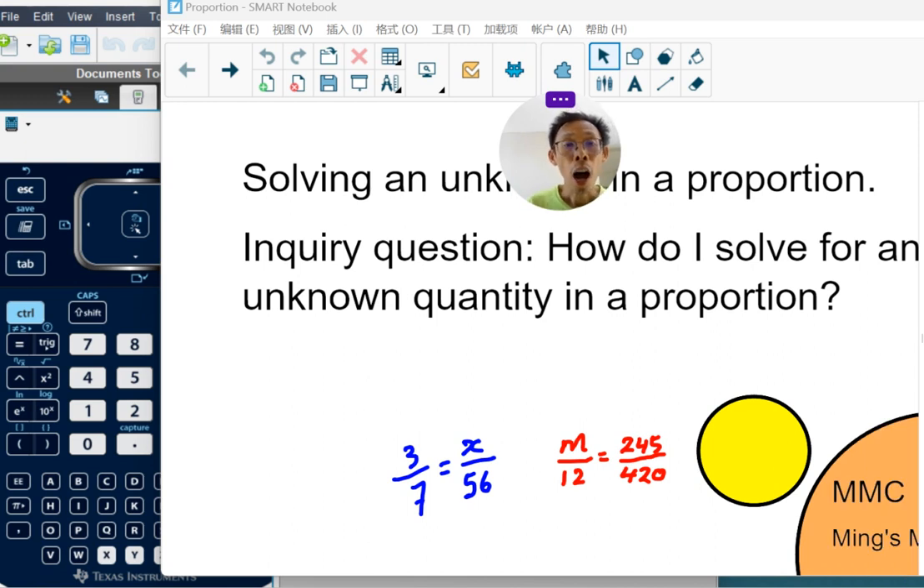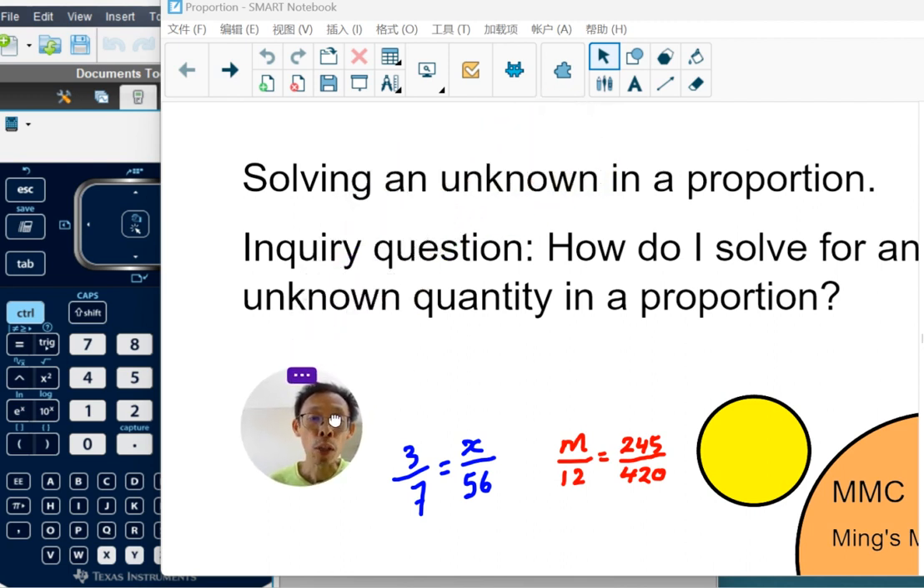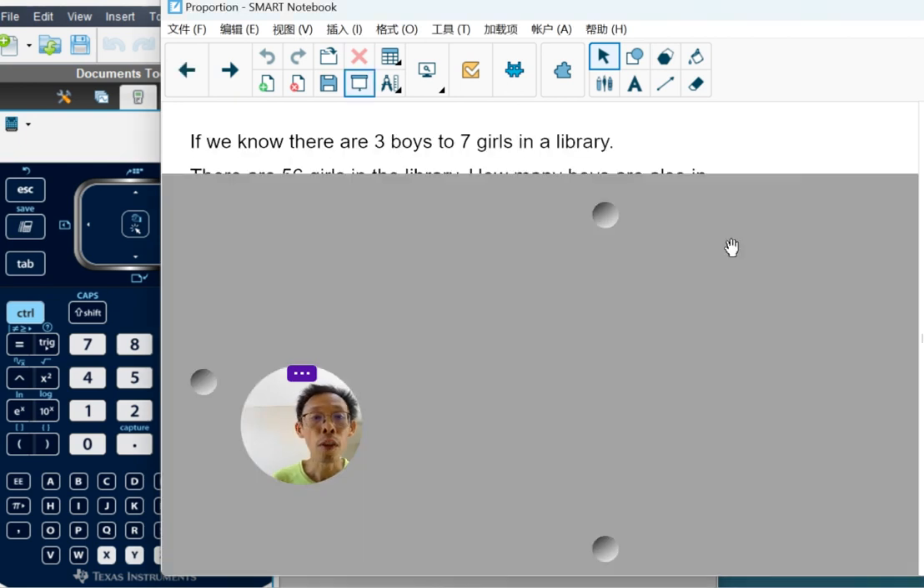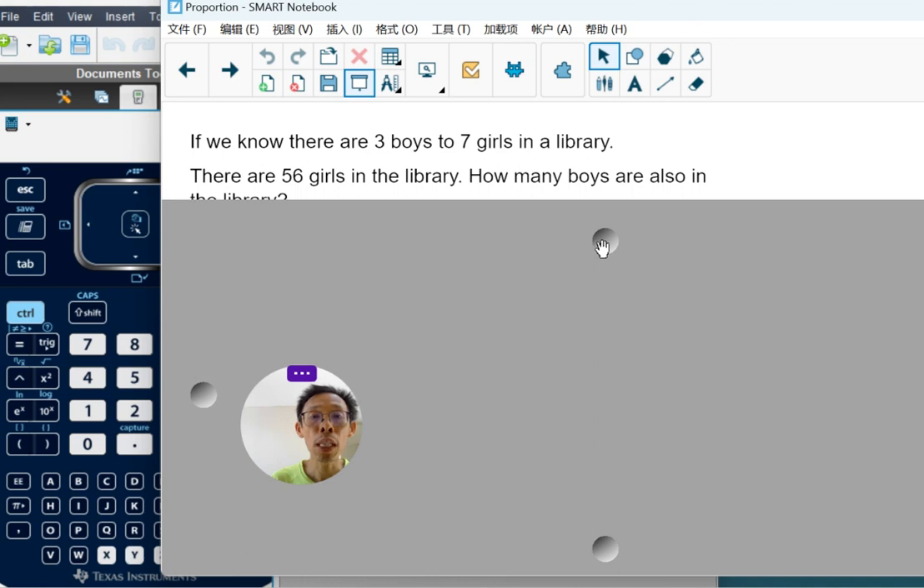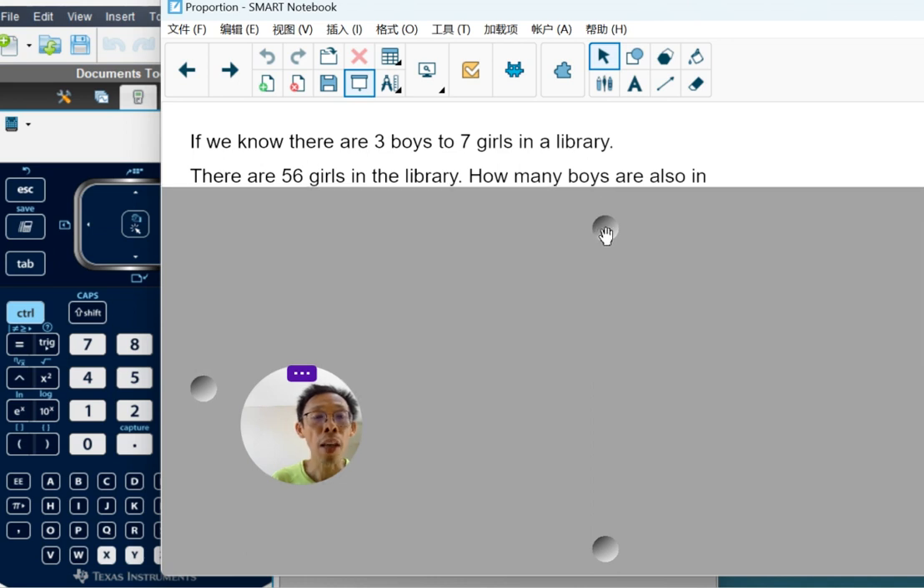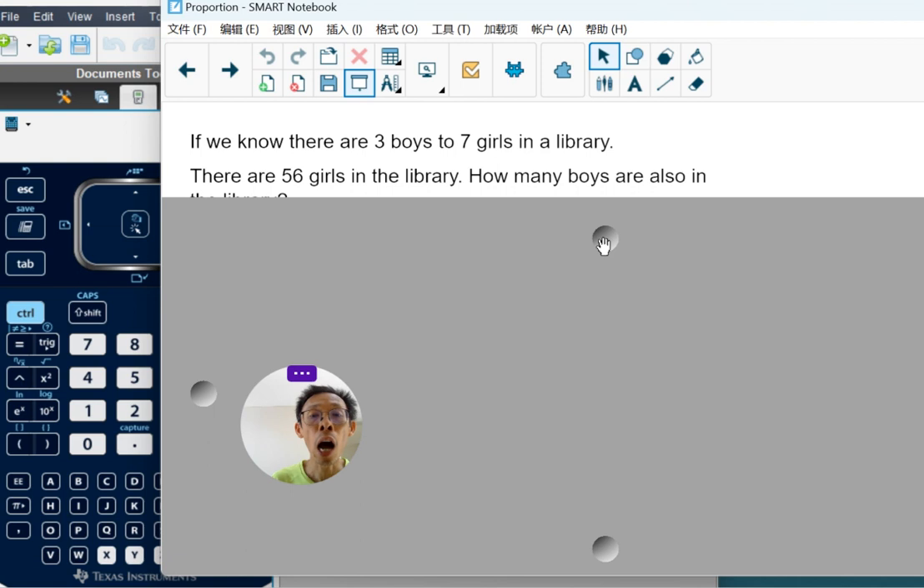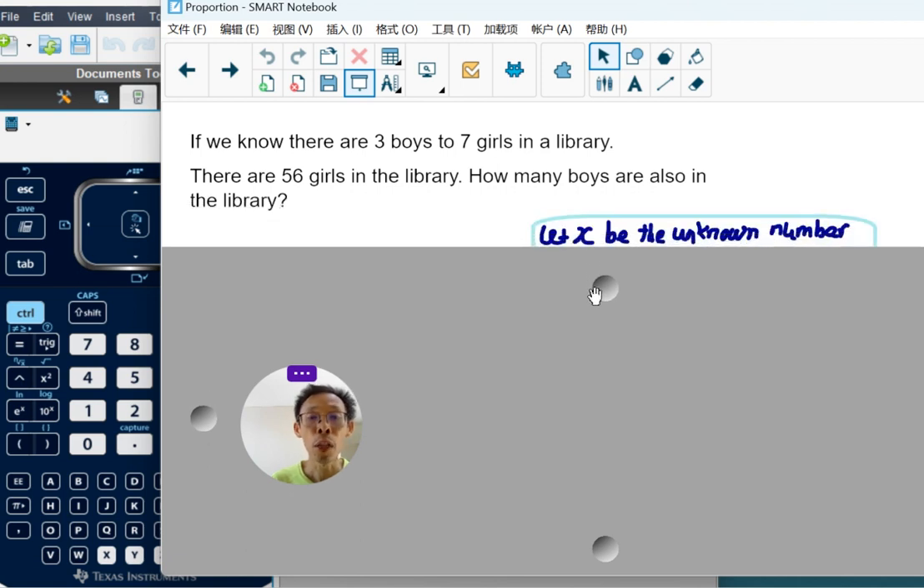Hello, we're going to talk about how to solve an unknown in a proportion. The inquiry question is, how do I solve an unknown quantity in a proportion? So here we start. You might be interested to solve a question like this. If we know there are 3 boys to 7 girls in the library, there are 56 girls in the library, how many boys are also in the library, for example?